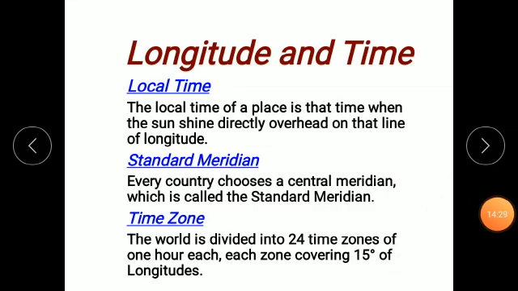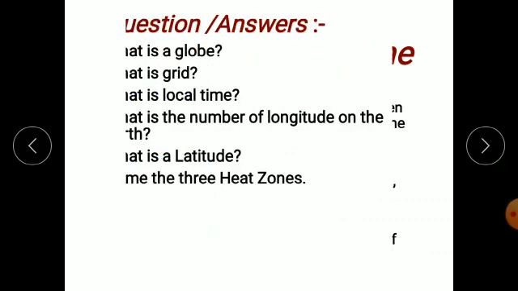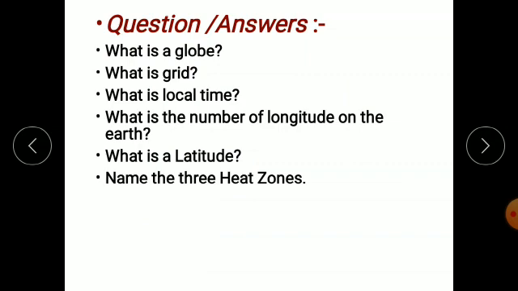So students, it was all about globe, latitude and longitudes. Now it's time to discuss some question answers. So first question is, what is a globe? As I told you, a globe is a model of the earth. It gives us a true picture of the shape of the earth. Next question is, what is a grid? The globe has lines drawn on its surface, which form a crisscross pattern, is called the grid.